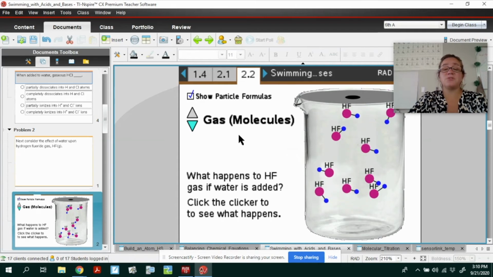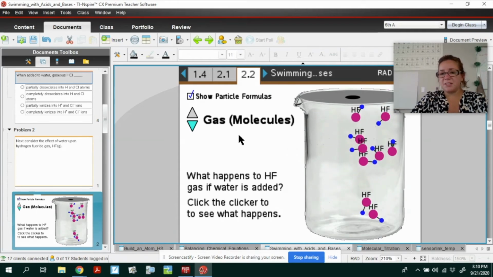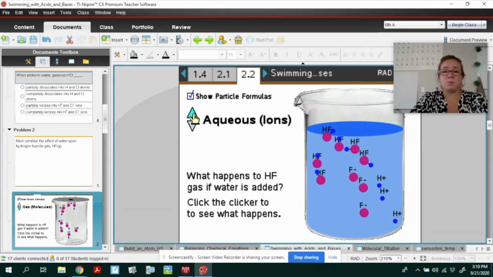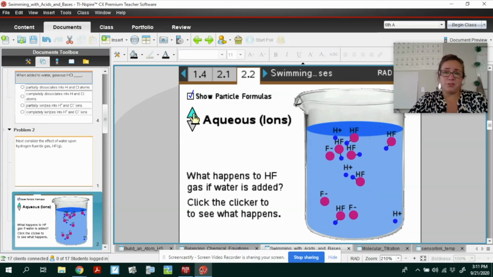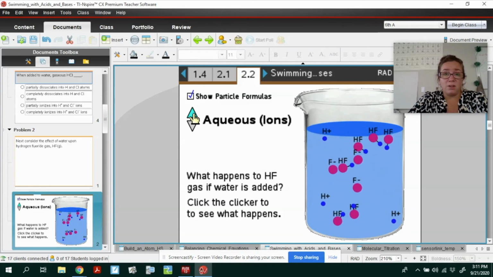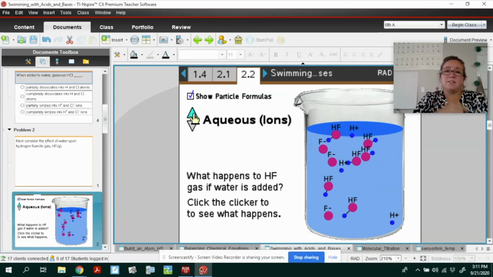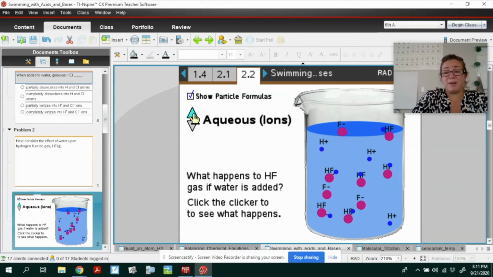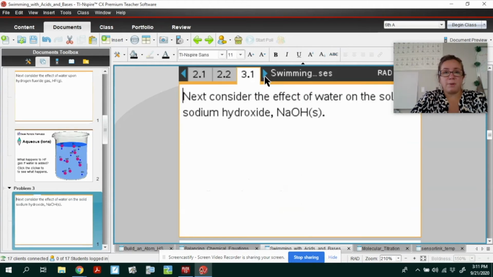Let's look at hydrogen fluoride. So it looks the same as hydrogen chloride. It's bouncing off the sides of the container. It's bouncing off of each other. It's rotating. Let's add some water to it. Oh, well, this one, not all of the hydrogen fluorides break up. So this is where we see not all of the material dissociates. And so we would consider this a weaker acid than the hydrogen chloride. You could actually calculate percent dissociation based on the molecules and then lead that discussion into further information.